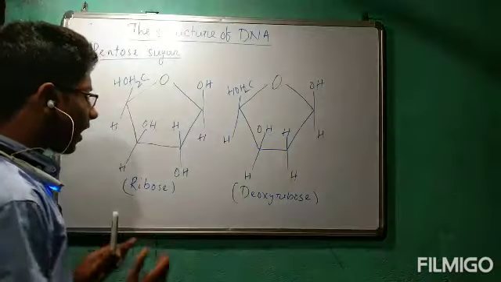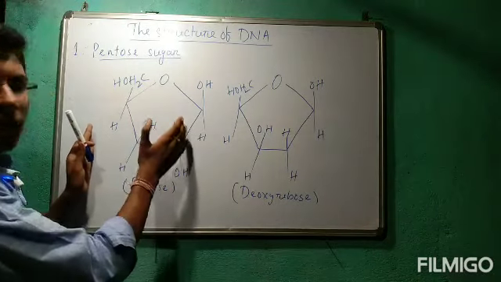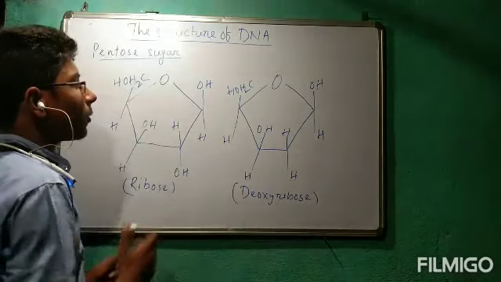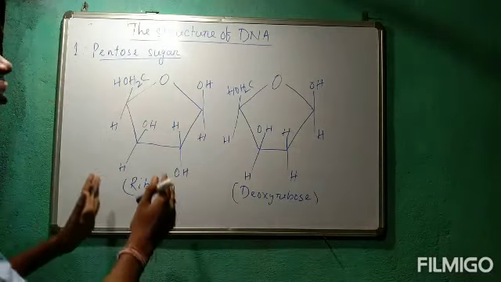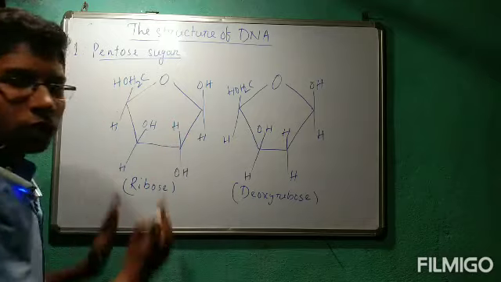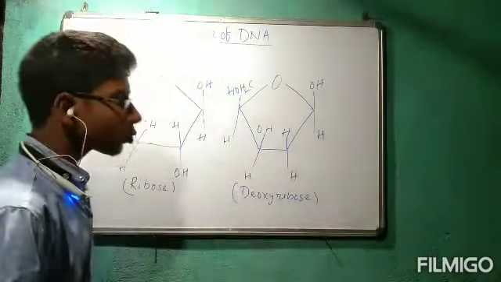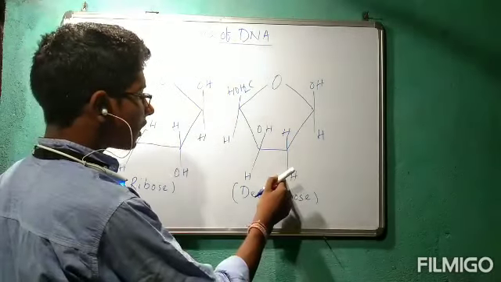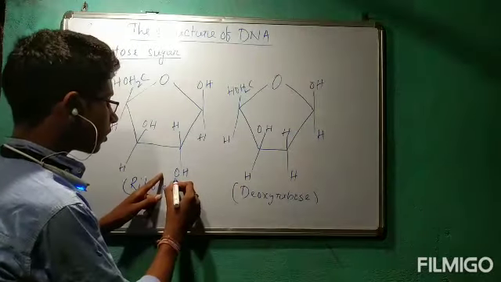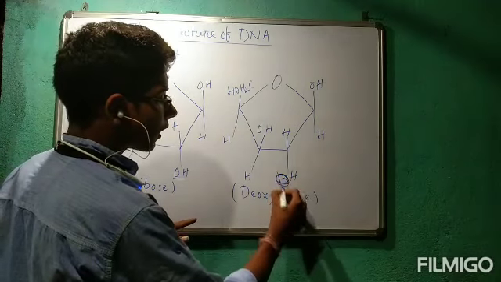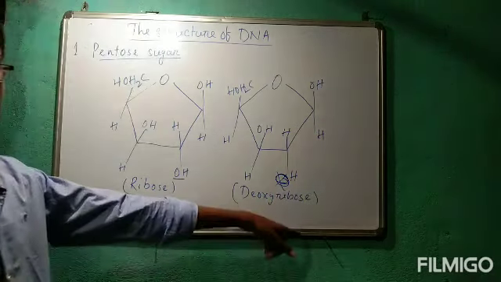Here a question arises: why do we call this structure ribose and this structure deoxyribose? Because oxygen is present at the needed position in ribose, but that oxygen is not present in deoxyribose. Here one oxygen is not present, so we call this structure deoxyribose.